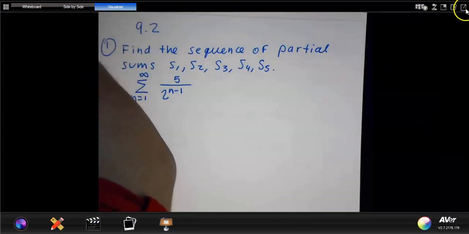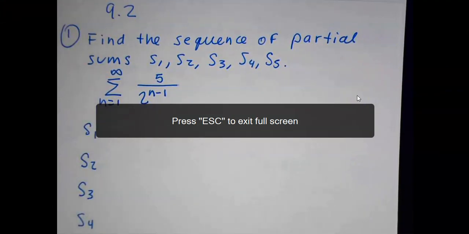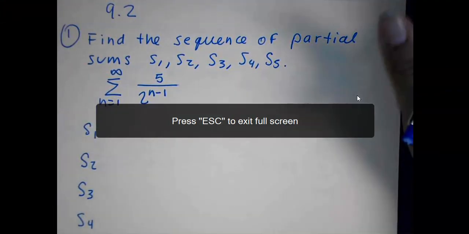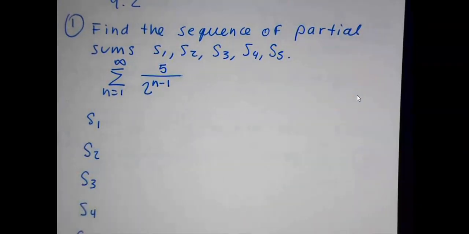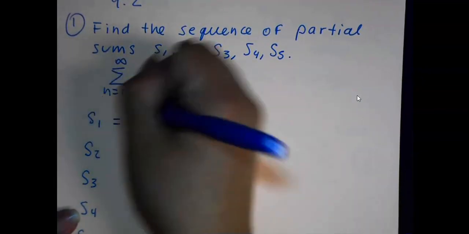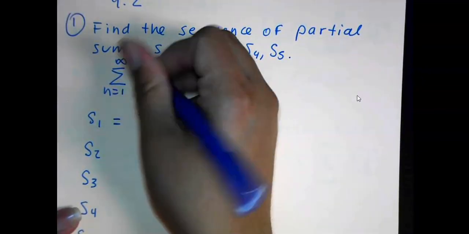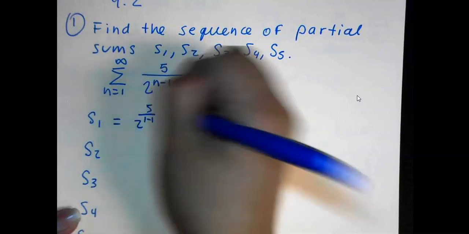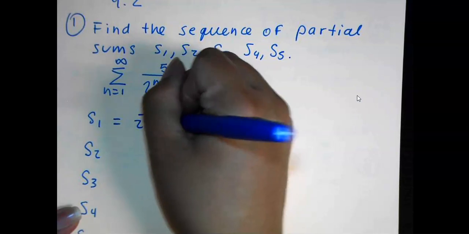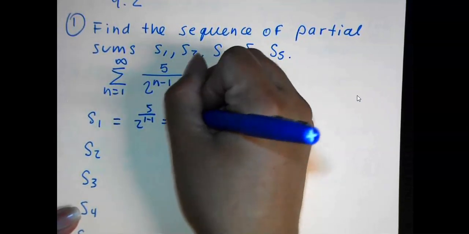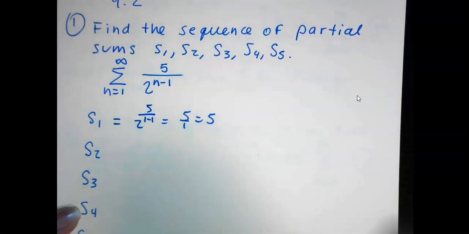of them to see if the sum converges or not. First of all, we're talking about a partial sum. What is a partial sum? Here where it says Sn and not S1, that just means we're going to plug in a 1. So I'm going to put 5 over 2 to the 1 minus 1. 2 to the 1 minus 1, that is 0. So 2 to the 0 is 1. It's just going to be 5.